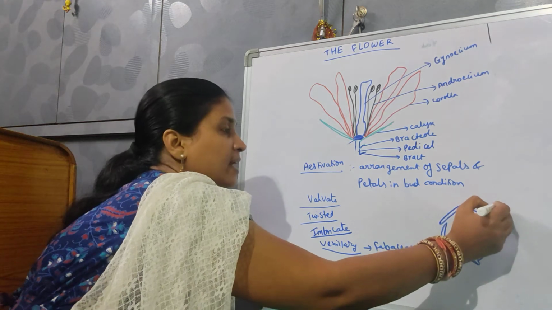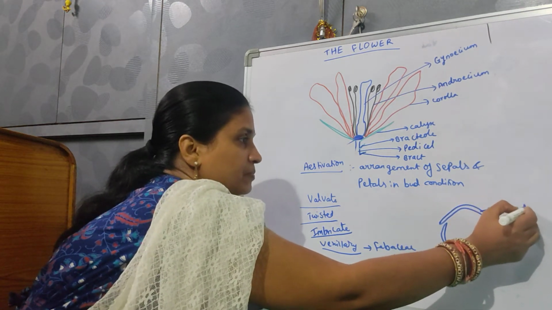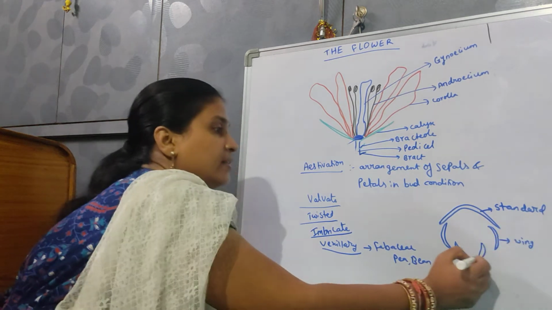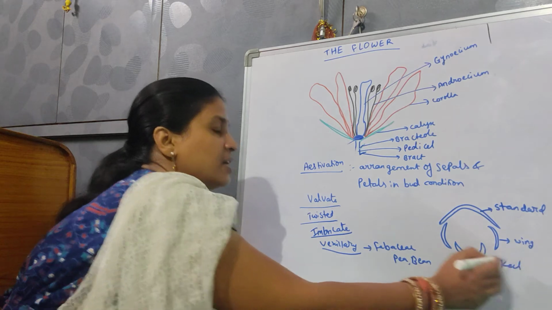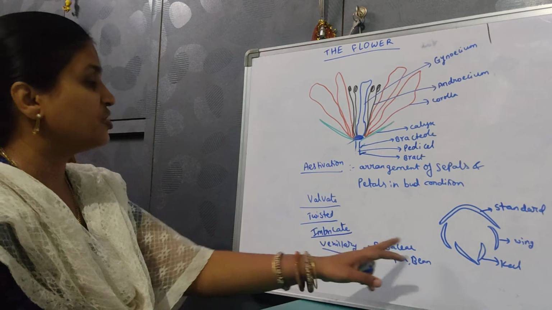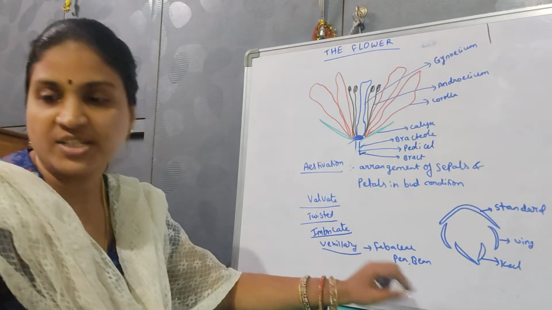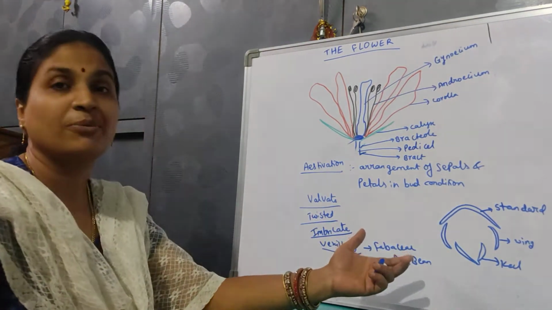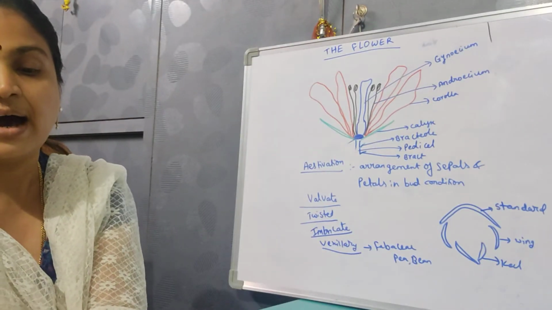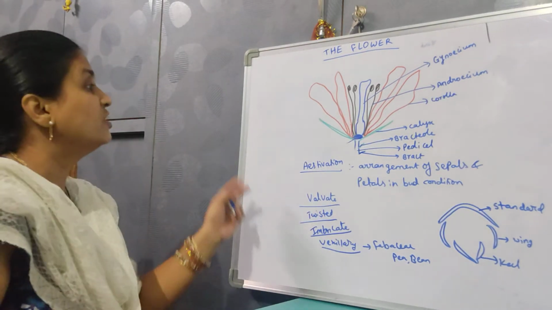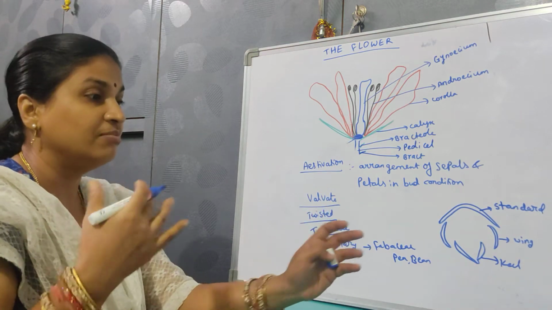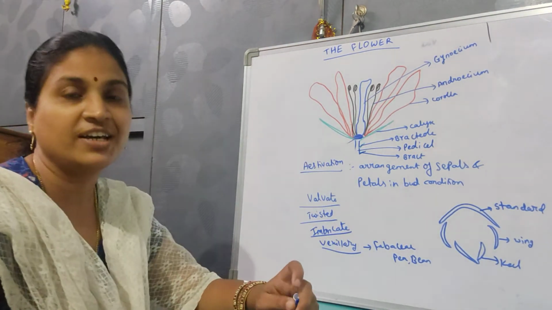So this is called the standard petal. These are lateral or wing petals. These two are fused, no? These are keel petals. So this is the characteristic feature of Fabaceae members. Examples are pea and bean. Such type of estivation is called vexillary estivation or papilionaceous estivation. It is also called papilionaceous corolla. Then this is about the arrangement of the sepals and petals in the bud condition. Nicely they are arranged. It's a wonderful thing in nature.